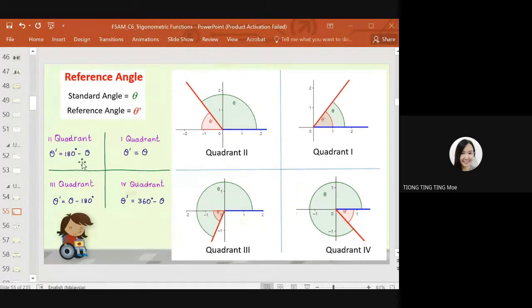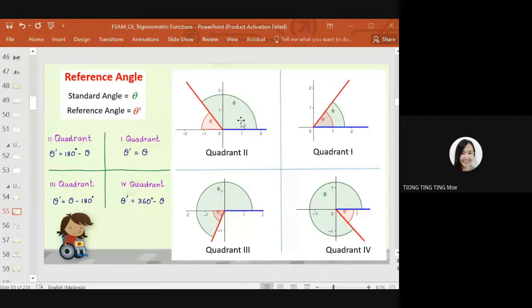Why do we need this formula? Because we need to change it back to the acute angle, or we call it the basic angle. So the red color one, we call it the reference angle. Reference angle, we refer to it. Actually, you don't need to remember it so complicatedly. You just remember this one is the acute angle.